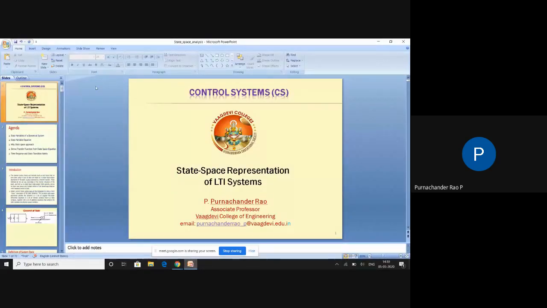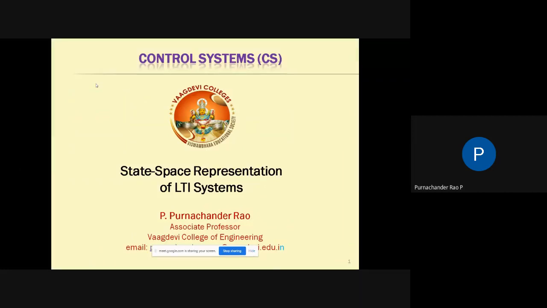So today we are going to discuss the state space representation of linear time invariant systems. So this is our last unit.